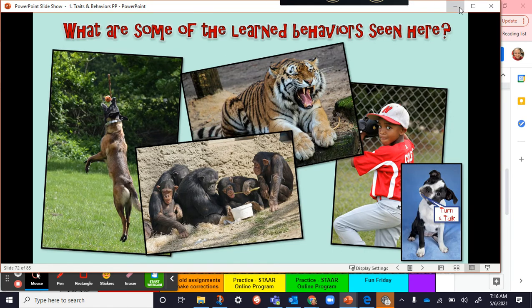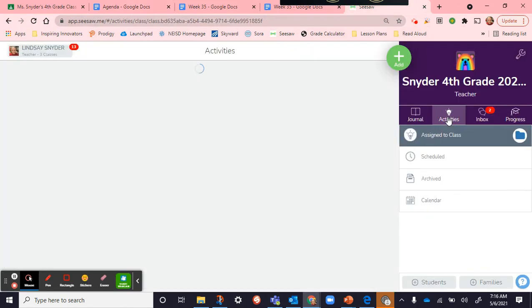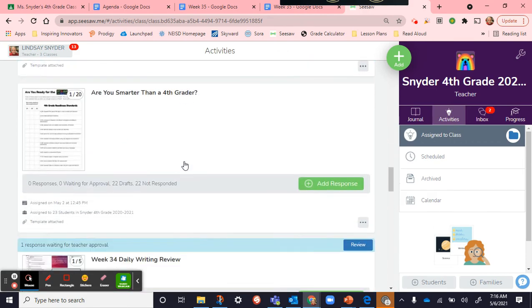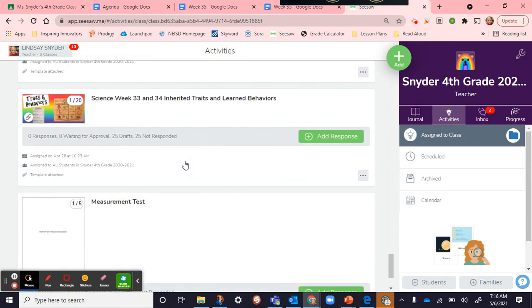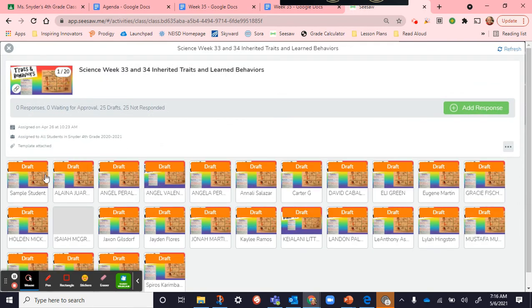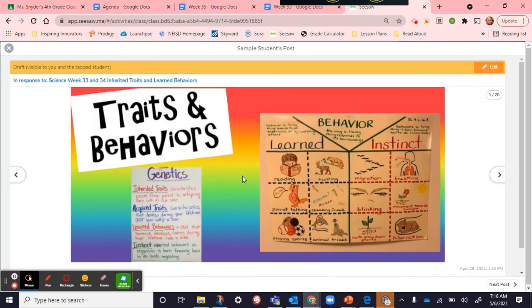Now, in your Seesaw assignment, there are 2 pages or 3 pages that we did. So the first one, if you go down here and you open up the sample student here.